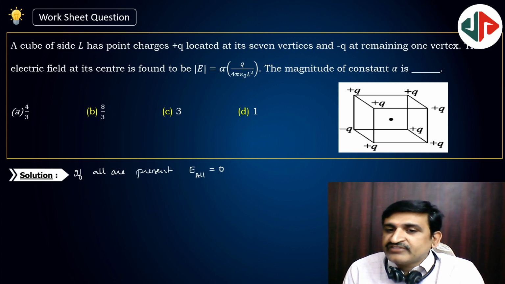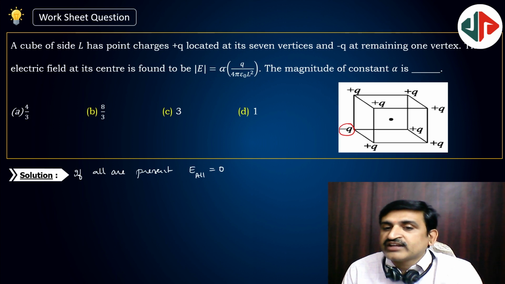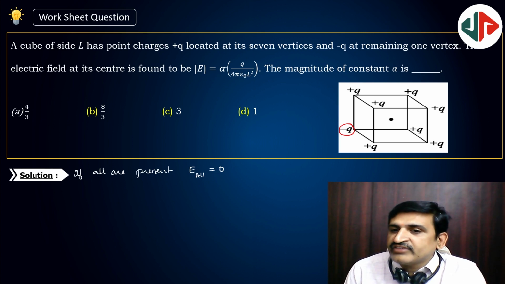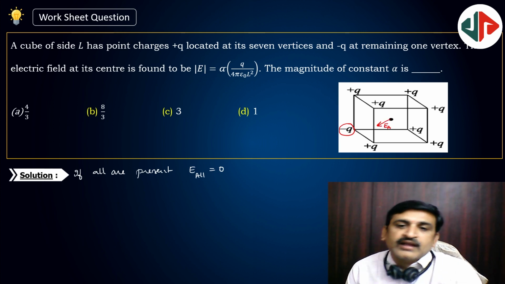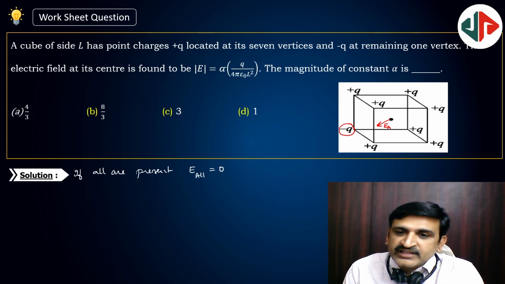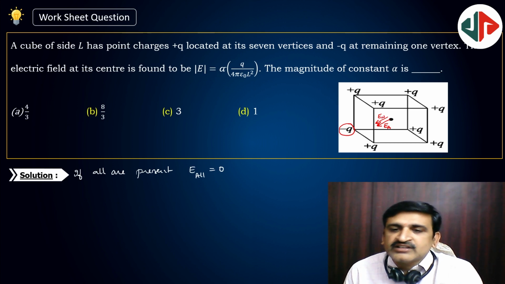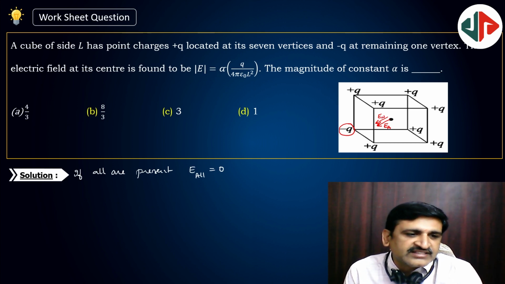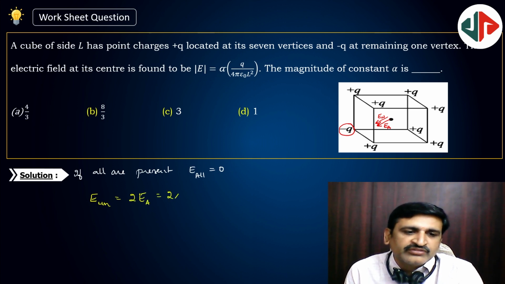Suppose if it is absent, then what happens? It is going to give a field like this, that will be unbalanced, because of the absent charge. I can call it EA. And it is a negative charge, so one more field will be there, that is E negative, En. So the total unbalanced field is 2 times EA, because of the negative charge the direction is decided.